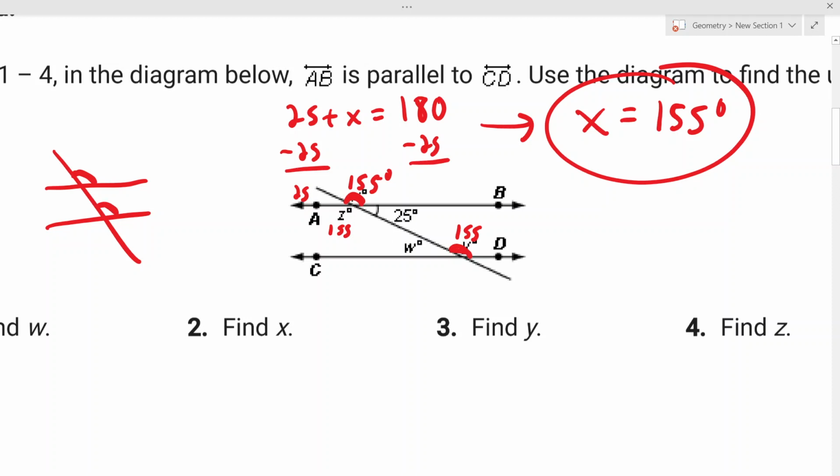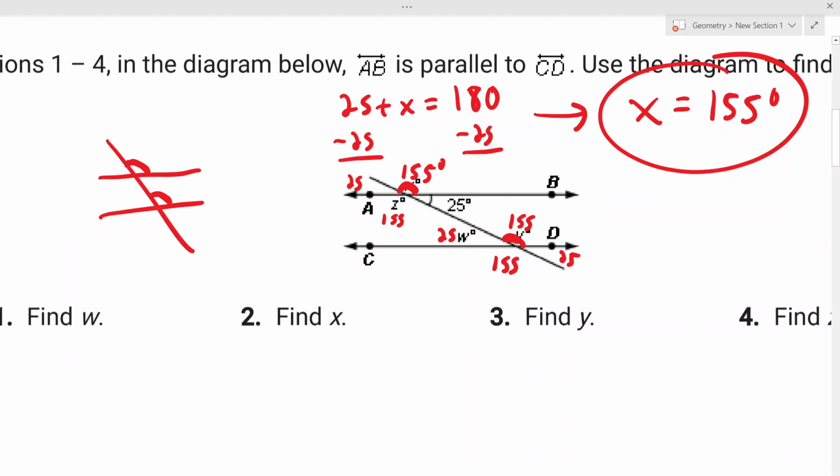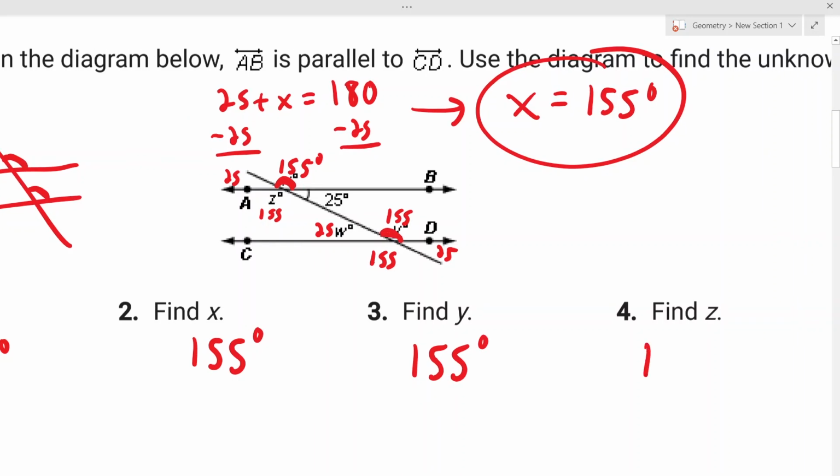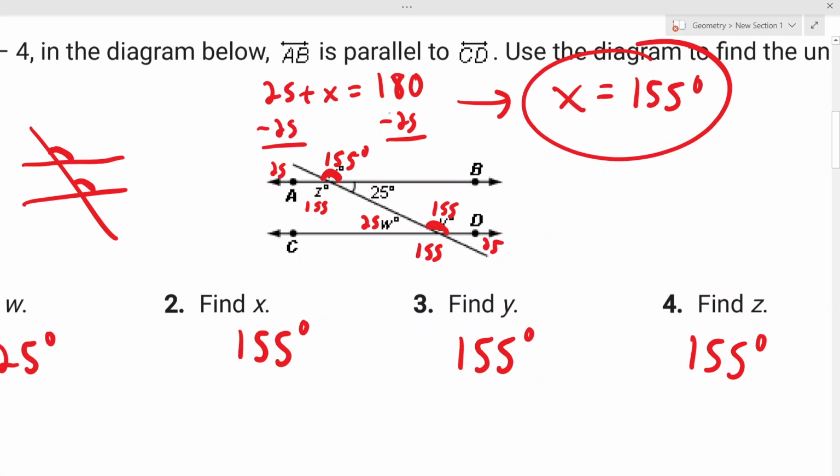And that means that, you can see this happening. This is 25. This has to be 155. And this is also 25. So when they say find w, it's just 25 degrees. X we already found. That was 155 degrees. Y was 155 degrees. And z is also 155 degrees. You see a lot of repeats because there's only two numbers these angles can be, right? They either are the same or they add to 180. That's it. You see that happening here.